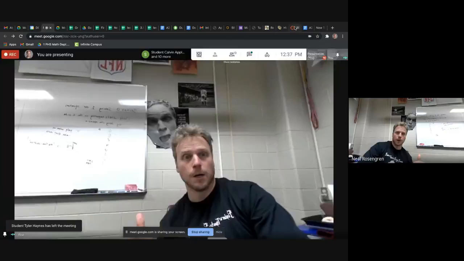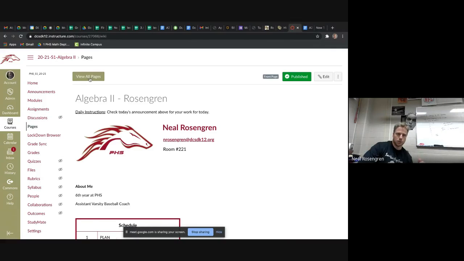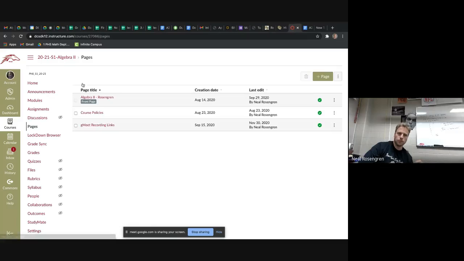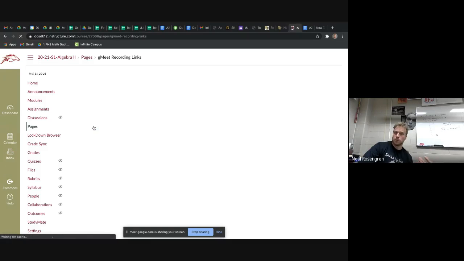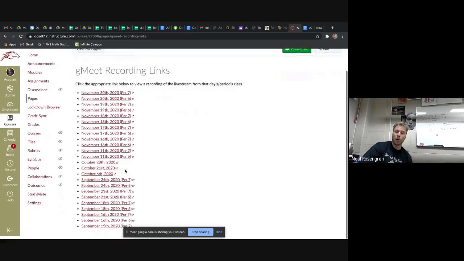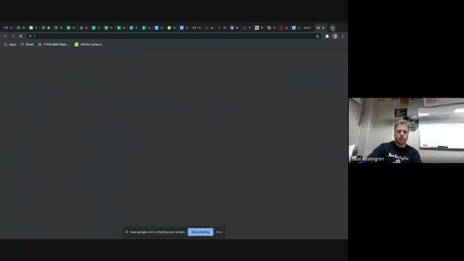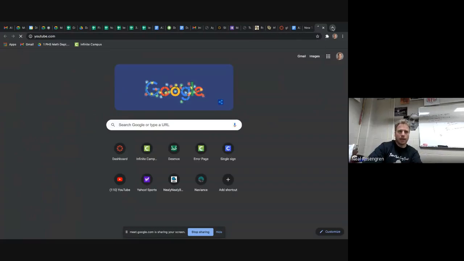So right on campus, go to our class, and it's under Pages. Any of these with the I crossed out, you can't see those. This is just from my side. If you click on Pages at the top, this is just a home page that we have to have. But if you click on View All Pages, there are the Google Meet recording links. Now these go by date, and it might be hard to know which one you want to click on. So maybe I'm going to add this.